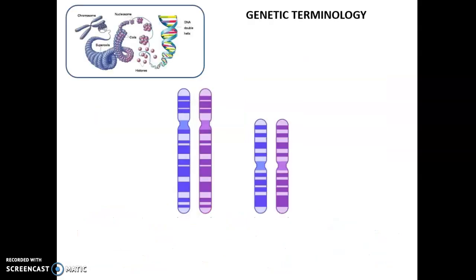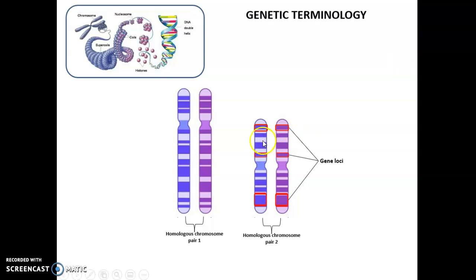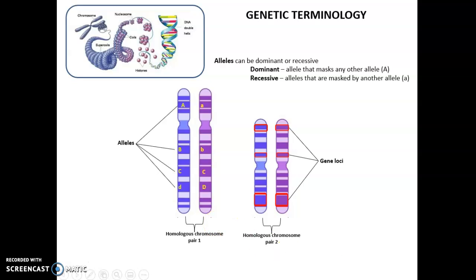Okay, let's look at our genetic terminology. We have already gone through a whole bunch of this, even from the last chapter. So one thing, these are homologous chromosomes right here, and these are homologous chromosomes right here. Homologous meaning they're the same, they have the same gene loci. They code for the same genes. They're about the same size. That's what makes them homologous.